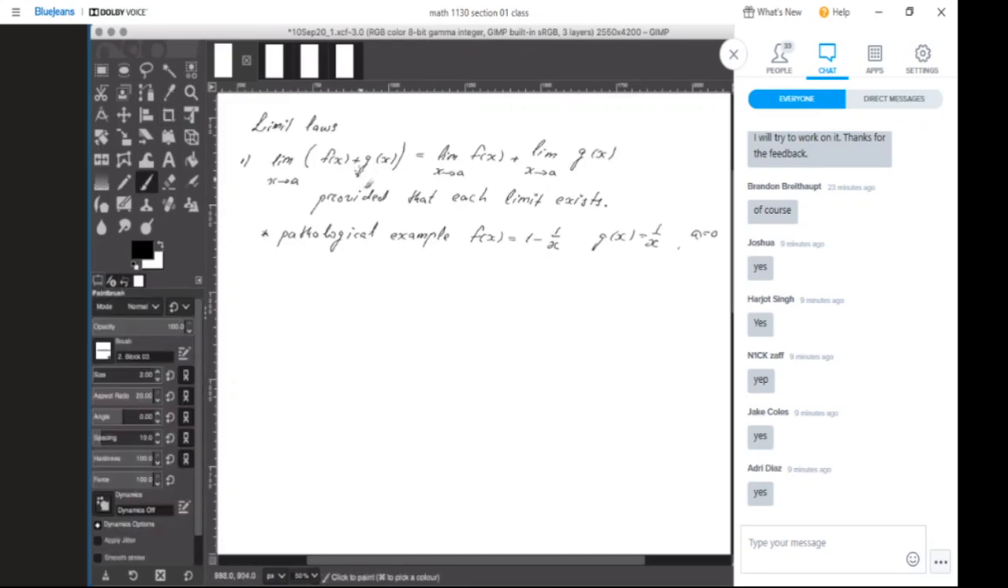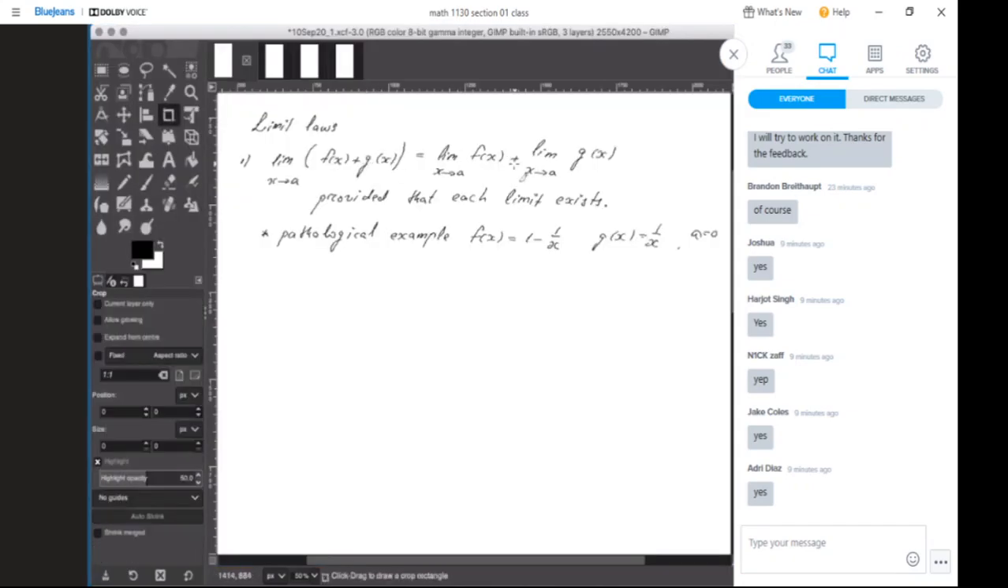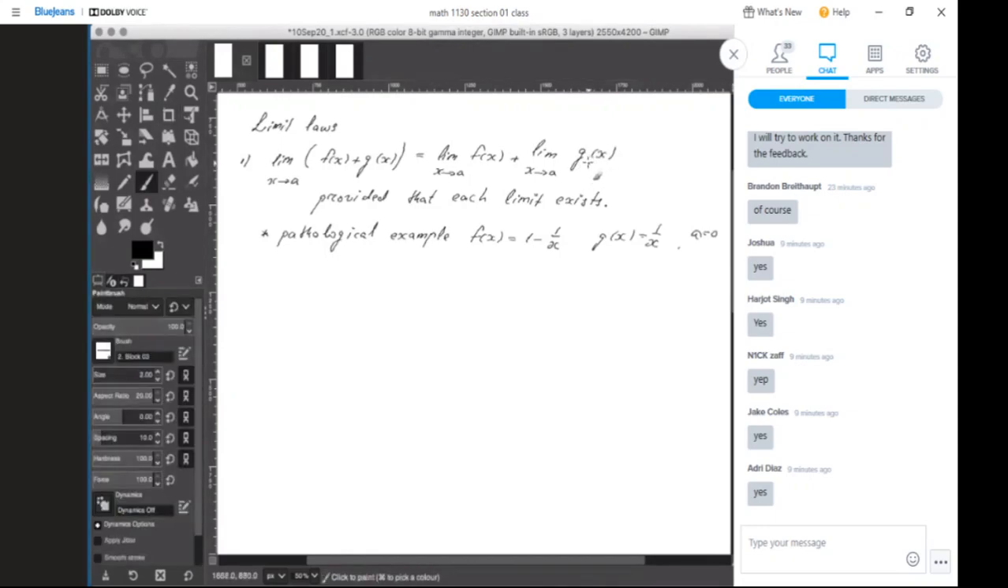For this equality to hold, both sides have to exist. Each limit on the left and both limits on the right have to exist, each in its own right. But later it'll get harder. Okay? Thank you.